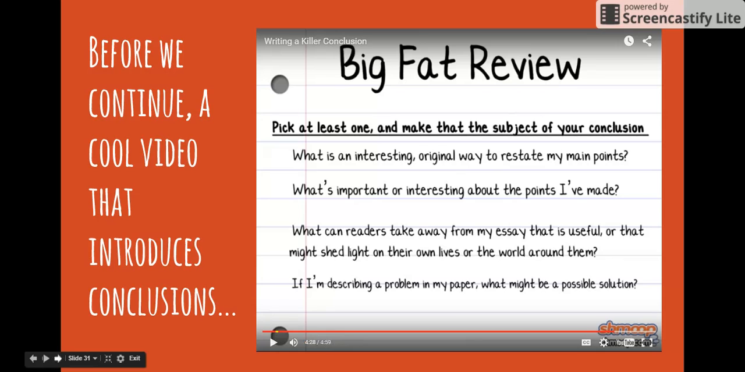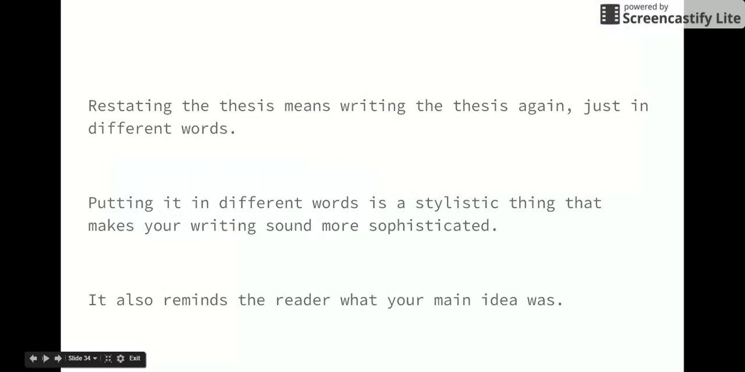Okay, so here we go. Our conclusion has two parts: a restatement of your thesis and a clincher. Restating the thesis. Restating the thesis means writing the thesis again, just in different words.